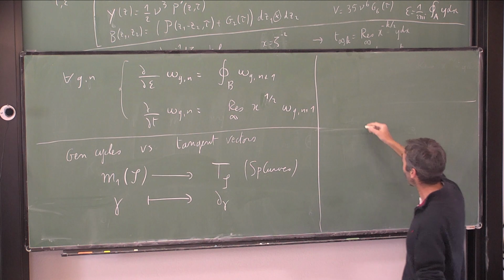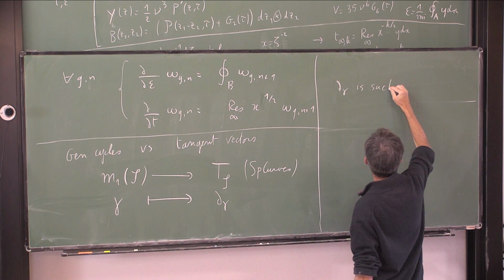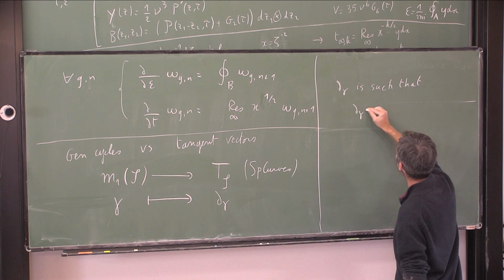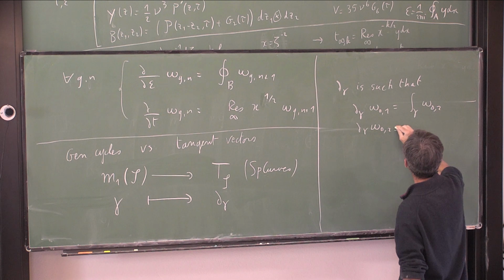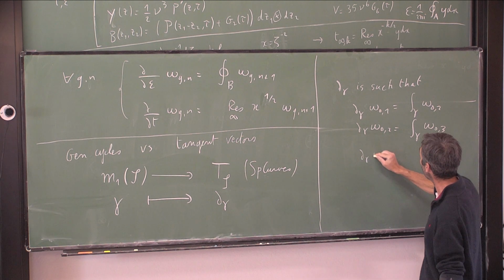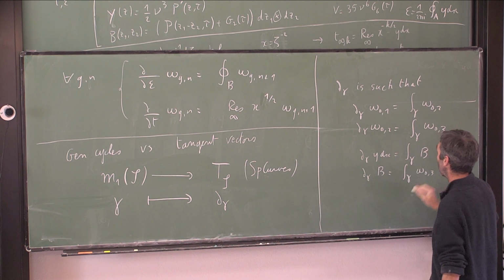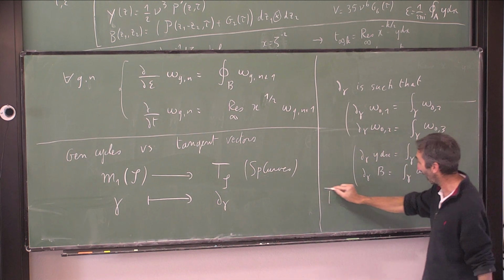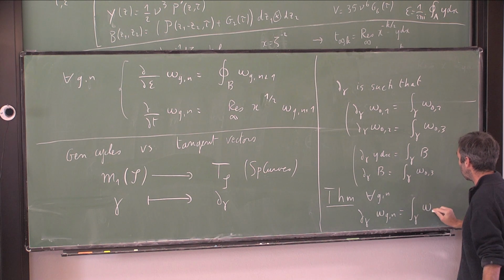But what I really want to use now is that, by definition, d gamma is such that d gamma of omega 01 is by definition the integral over gamma of omega 02, and d gamma of omega 02 is by definition the integral over gamma of omega 03. That's the definition of d gamma. So basically it tells you how it deforms the spectral curve, how it deforms omega 01 and how it deforms omega 02. So how it deforms y dx is the integral over gamma of B, and d gamma of B is the integral over gamma of omega 03. This is the same thing. And the theorem is that for every g, n, d gamma of omega g,n is the integral over gamma of omega g,n+1.